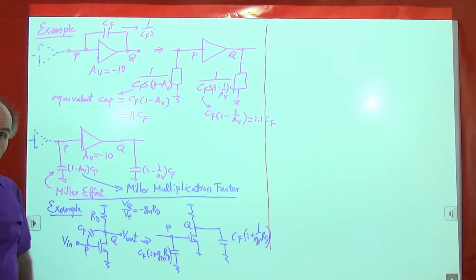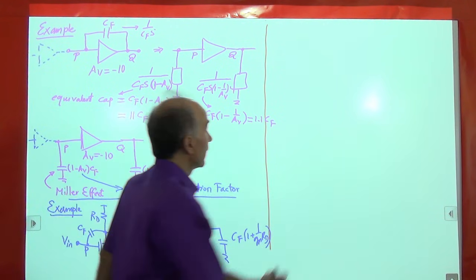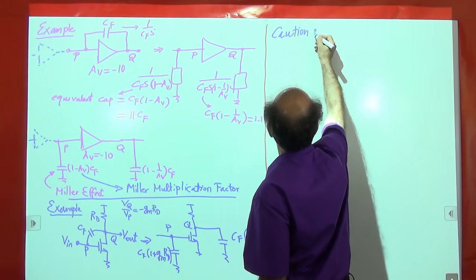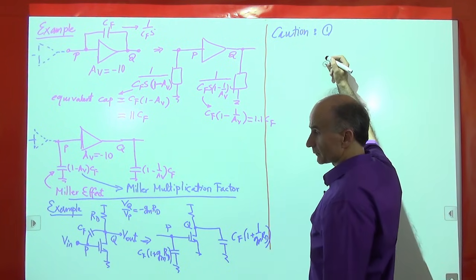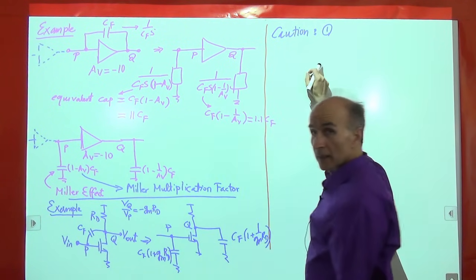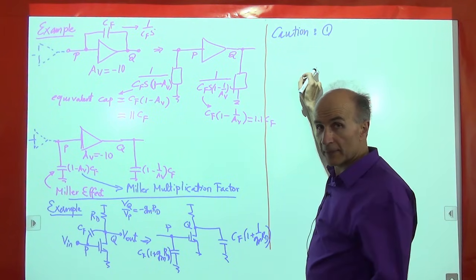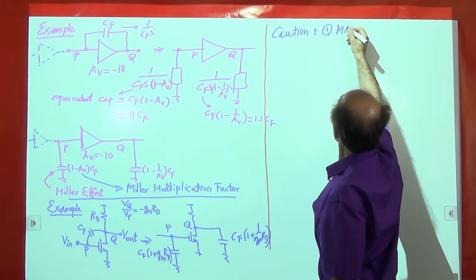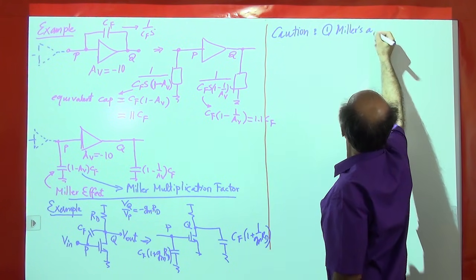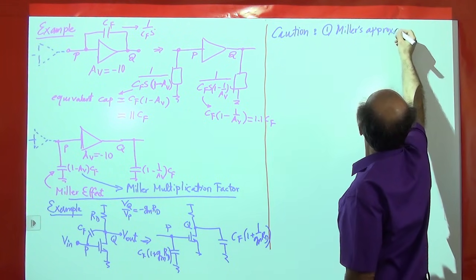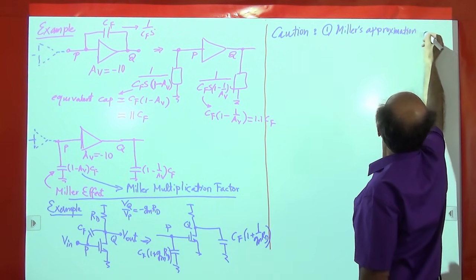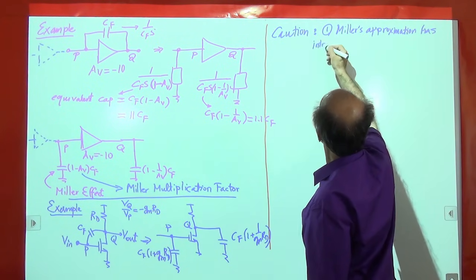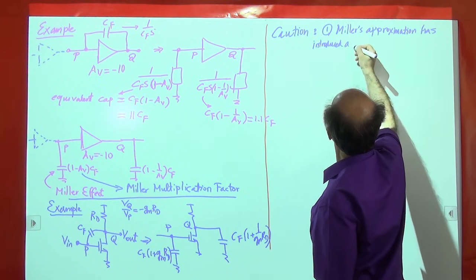Okay. However, I need to give you a caution here. We won't go through the details of this caution, but you should know this. This circuit has only one pole because it has only one capacitor. This circuit has two poles. So, Miller's approximation has introduced a new pole.